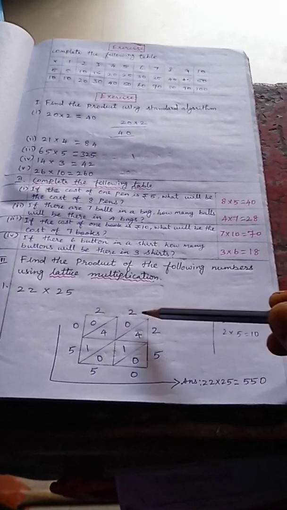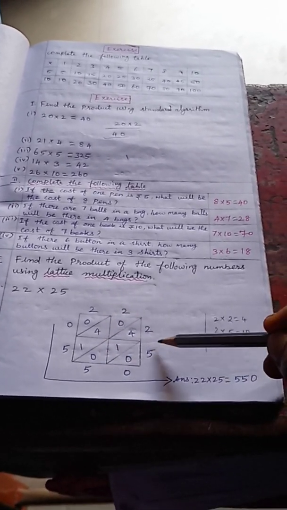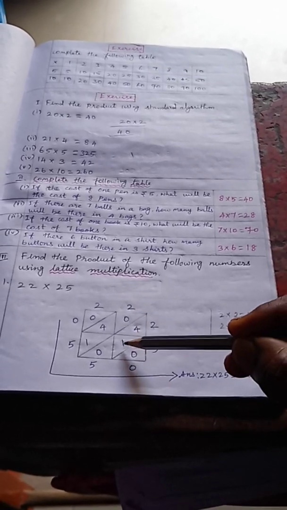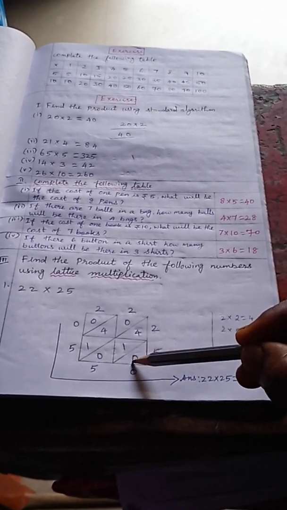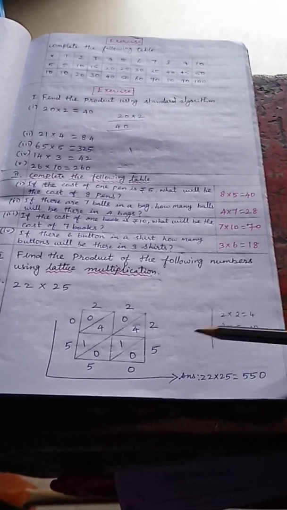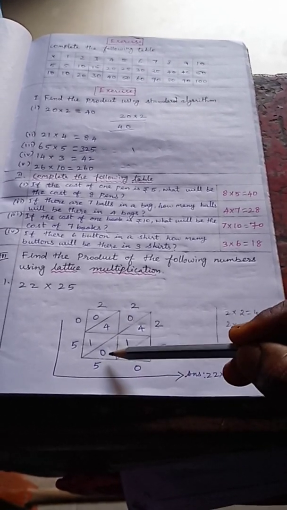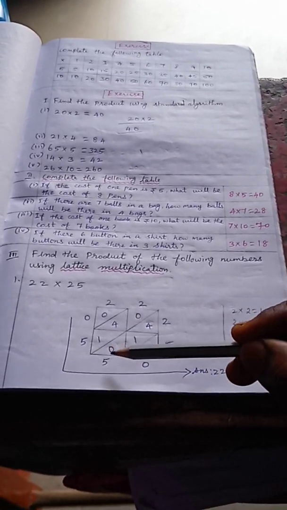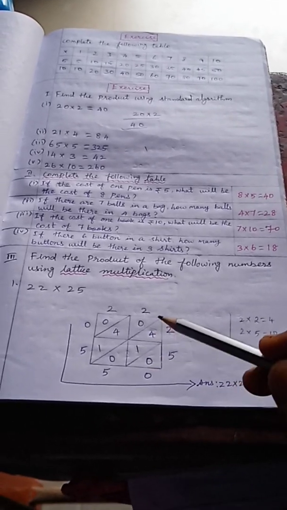Now 5 is going to multiply with 22. 5 2s are 10, so write 1 up and 0 down. Again 5 2s are 10, so write 1 up, 0 down. So now the multiplication part is over.